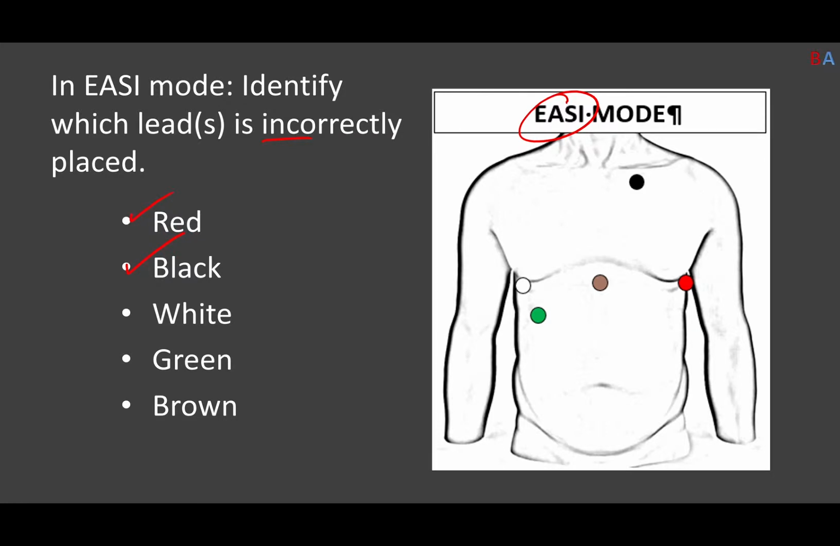The white one is actually exactly where it needs to be, but that green one is way too close. That green needs to be down by the belly button, or the umbilicus, if you prefer to use that term instead. Your brown one is absolutely correct, and that's where it needs to be. So for this diagram, the black and the green leads are the two that need to be moved around.